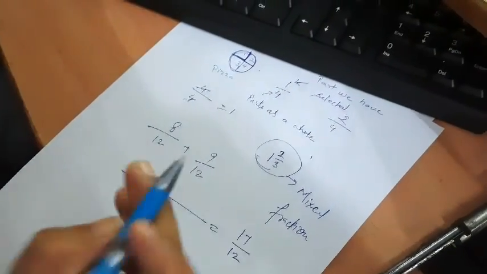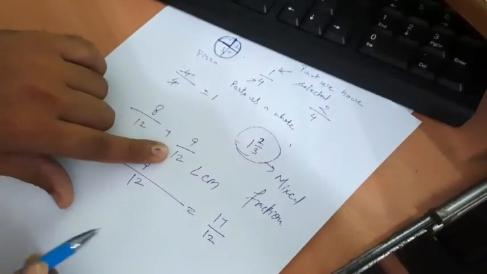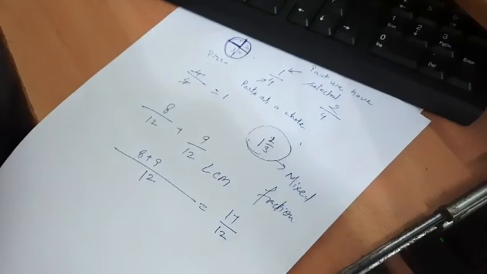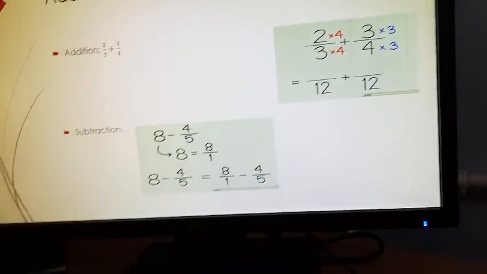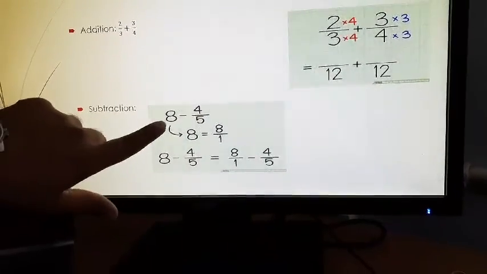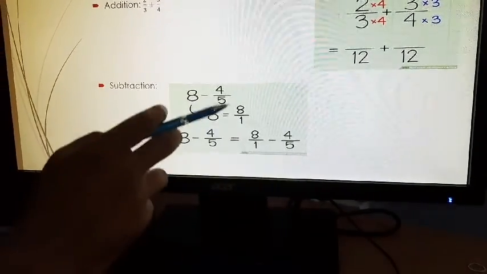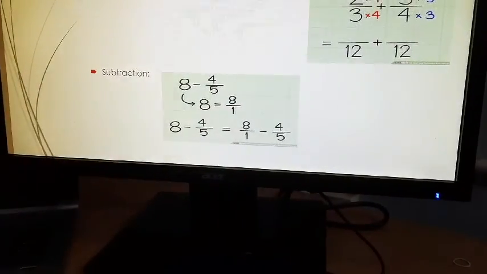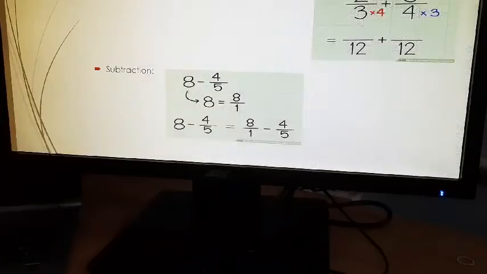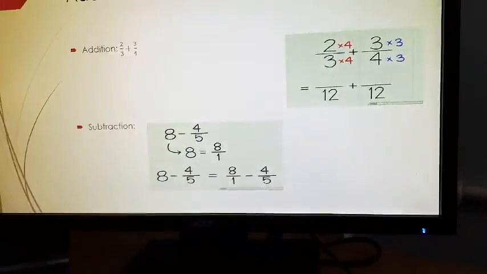In simple terms, we have to take the LCM of the denominators to make them similar. Now in the same way, for subtraction, what do we have to do? If we have any number like 8, which is a whole number, we have to consider that 8 is similar to 8 by 1. As we all know, if we divide by 1, there will be no difference, so we take it as 8 divided by 1, and the next fraction is 4 by 5.